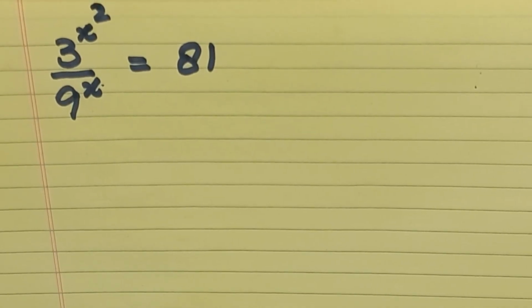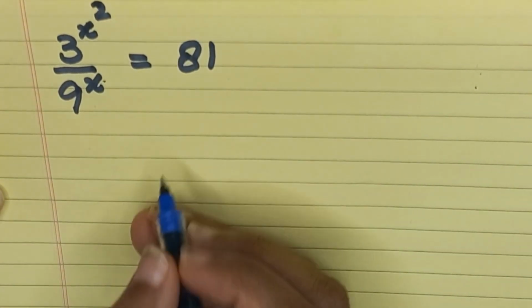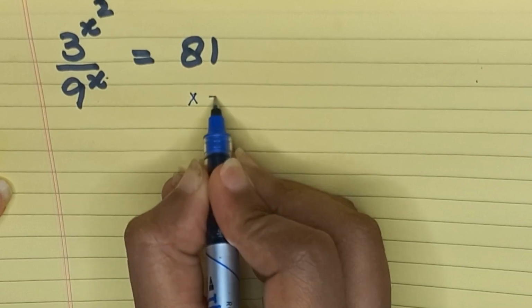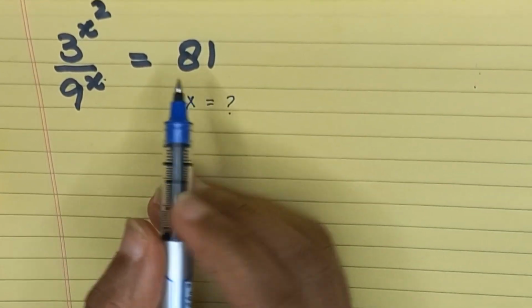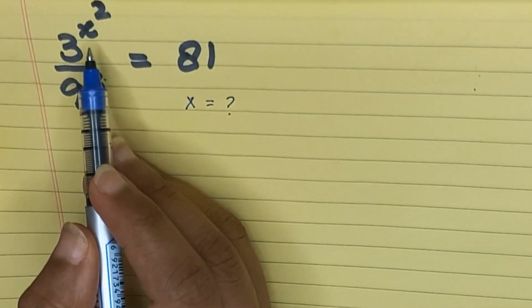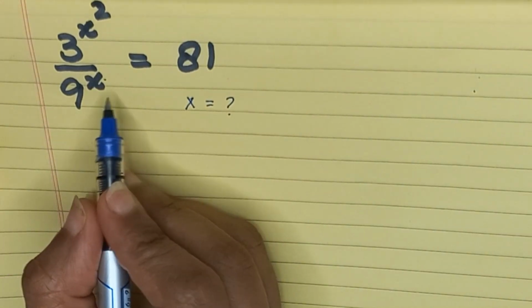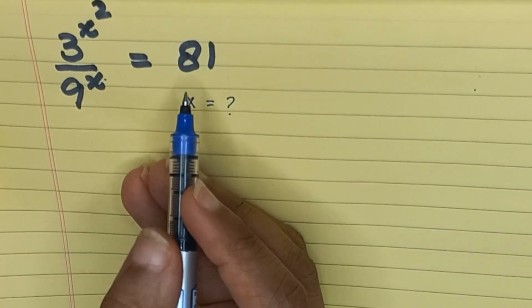Hello friends, how to solve this equation for x. So here we have 3 raised to the power x² divided by 9 raised to the power x, which is equal to 81.